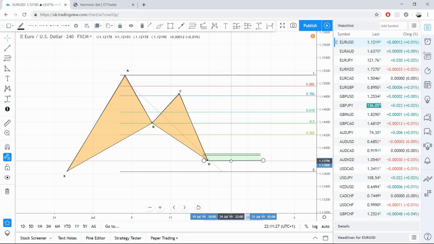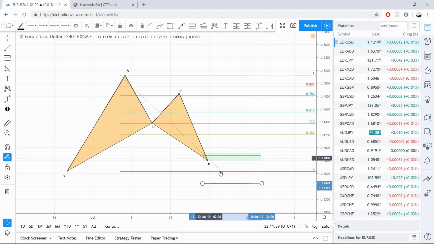Once your first target is hit, you're going to move your stops up to break even, so where you originally got into the trade. So in this case, we're not setting limit orders, we're waiting for candlestick entries, so your stop loss could be anywhere within this region. So you're looking for buying opportunities in here. But if price exceeds that D point, you can still look for buying opportunities between the D point and the stop loss, because the pattern is not yet invalidated.